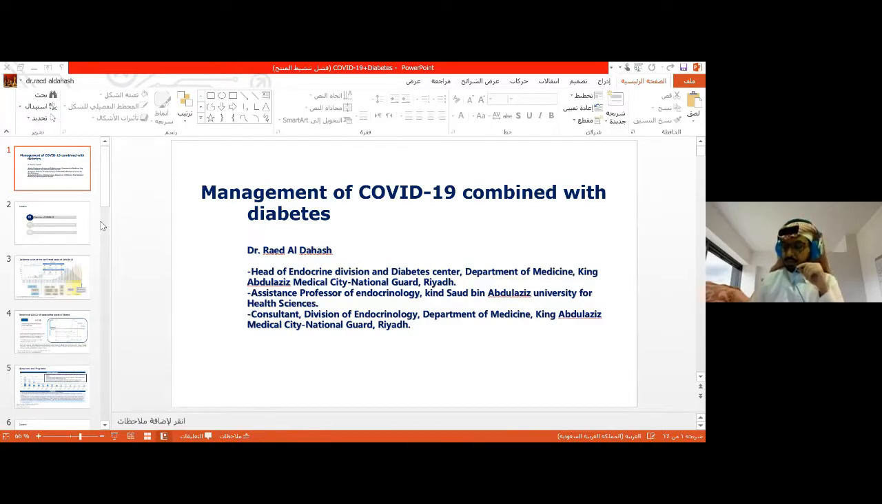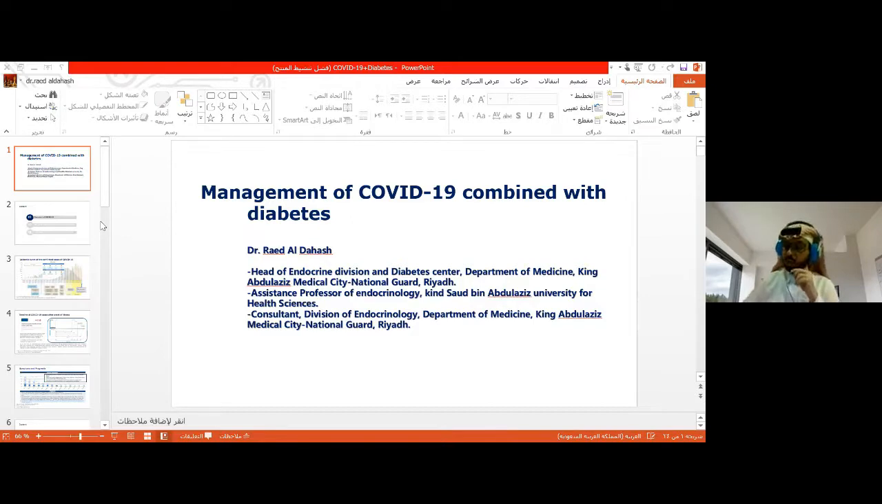Let us make it very easy at this point. Actually, there is a lot of debate about that, but I agree with Dr. Raid that there are 2 points. Patients with diabetes are like others in immunity to COVID or the risk of getting COVID. But if they get COVID, they might develop a serious condition and have more morbidity and mortality compared to others. Yeah, I agree with you, Dr. Khalid.